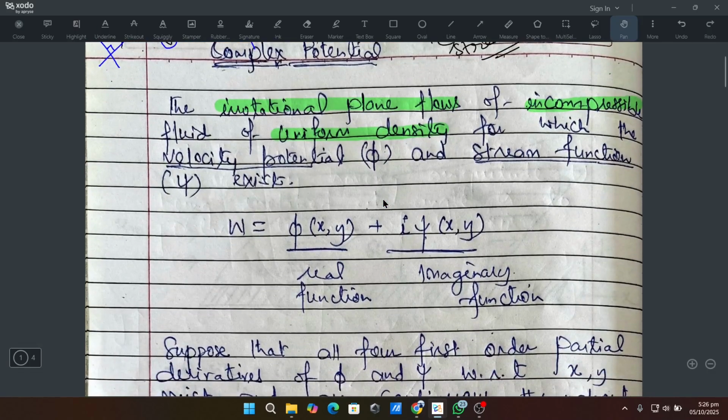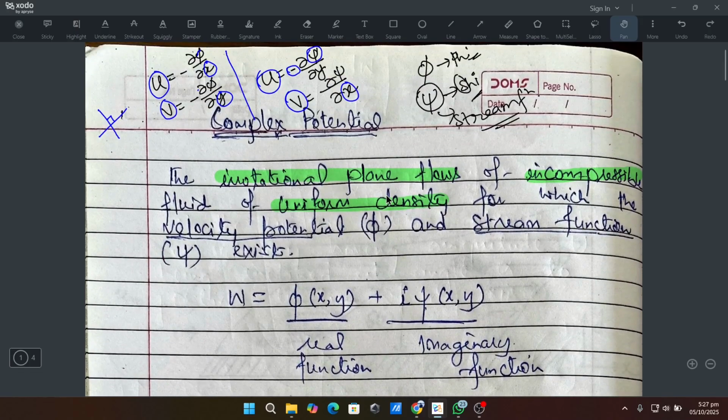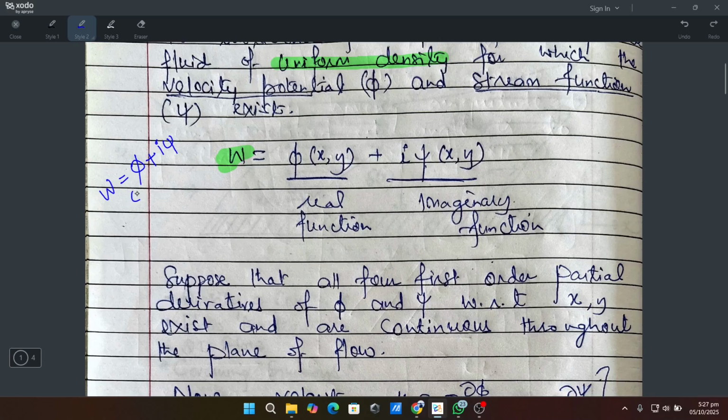Let's get started with the things that we need to know now. So what is the complex potential in this case? We are basically interested in the complex potential, which is nothing but this w. This w is the complex potential because w is equal to phi plus i psi. Let me write it again: w, the complex potential, is equal to phi plus i psi, and this phi is of course a function of x comma y.